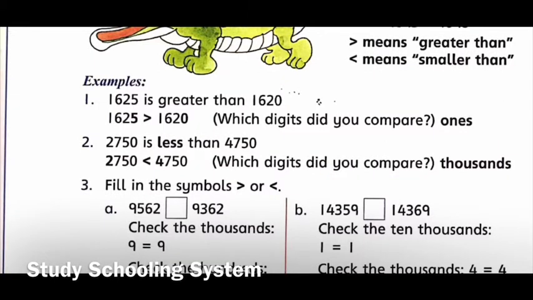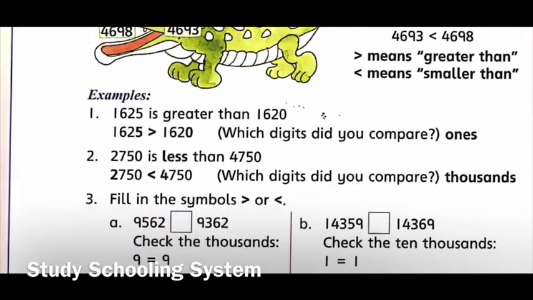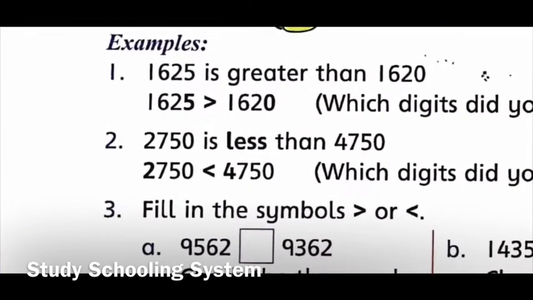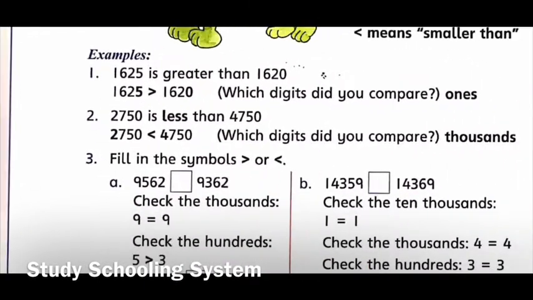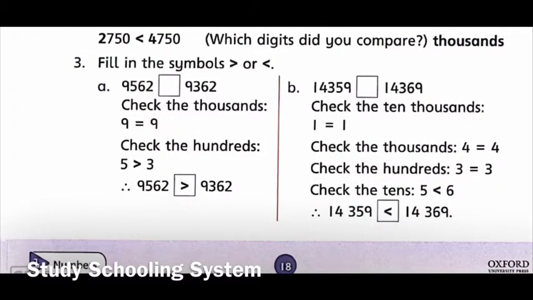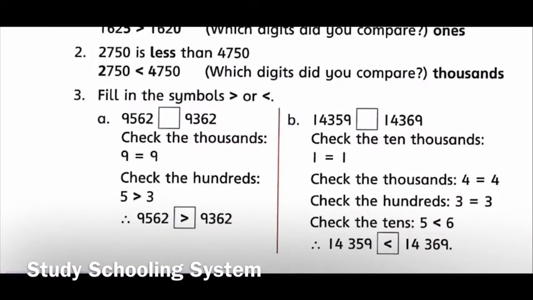Number 2, 2750 is less than 4750. So you can see that it's less than. We are going to make it face the right side. Which digit did we compare? The thousands position. You can see that 2 is smaller than 4 in the thousands position. Number 3, fill in the symbols greater than or smaller than. So now we have to do this exercise ourselves.